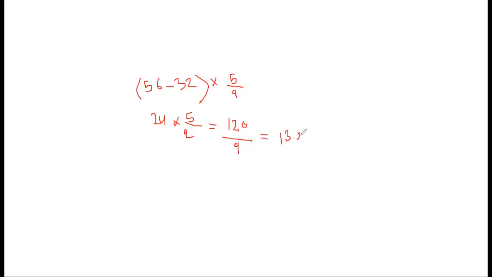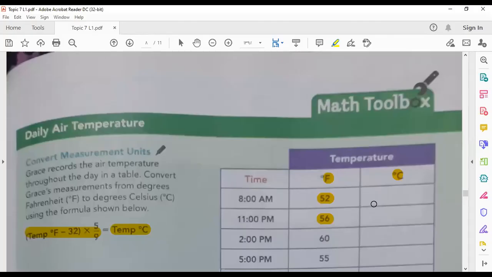13.3. Can I solve the next one? Let me put it on the table. 13.3, that's right, thank you. So 56 degrees Fahrenheit is equal to 13.3.